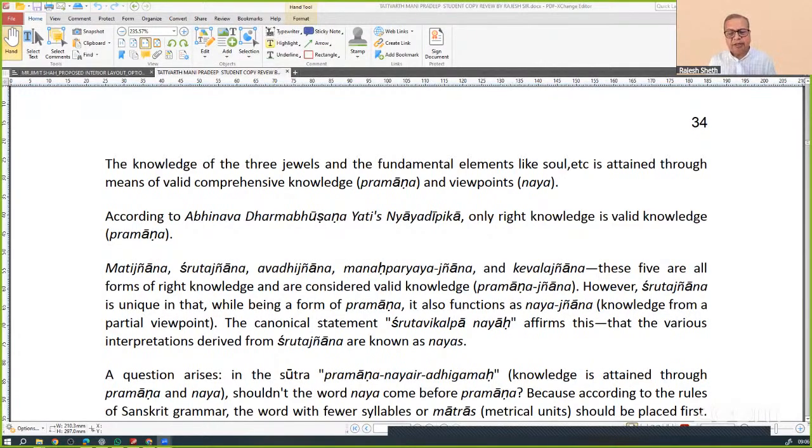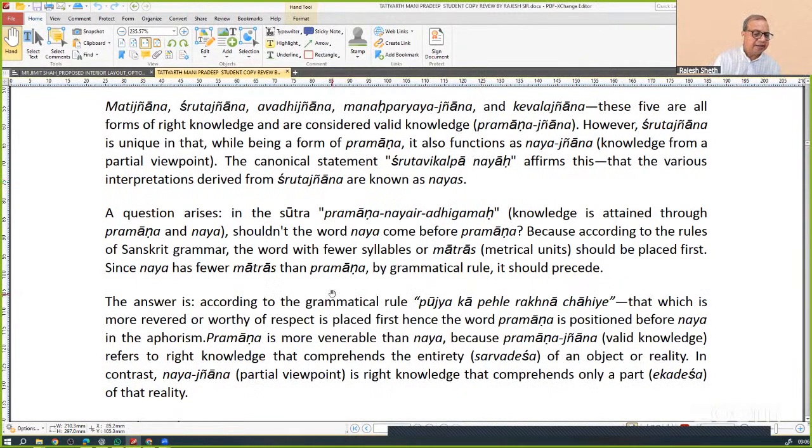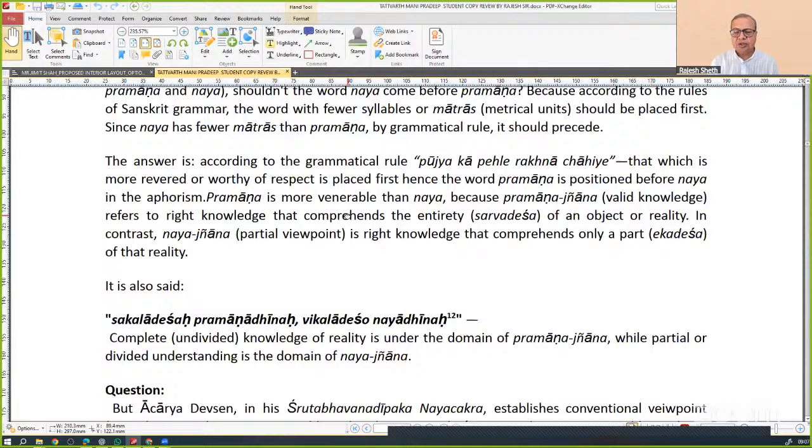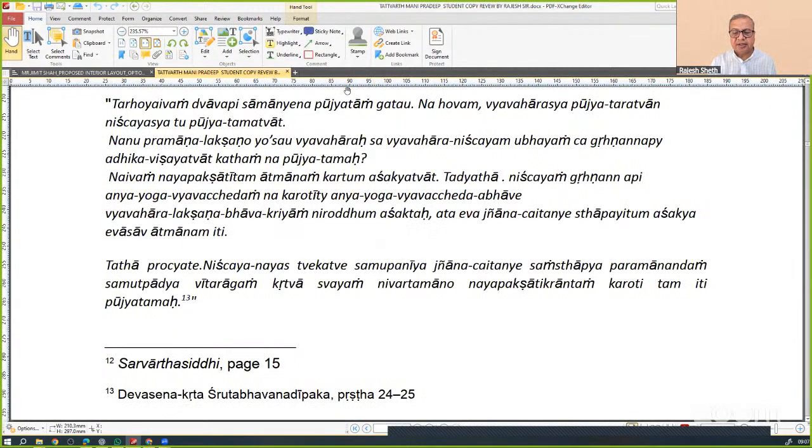Now we will skip this explanation. It's not very relevant. You can read it as homework if you want. Otherwise, it's okay. Now we move on to the next page, 35 in Hindi, and in English it is 36.